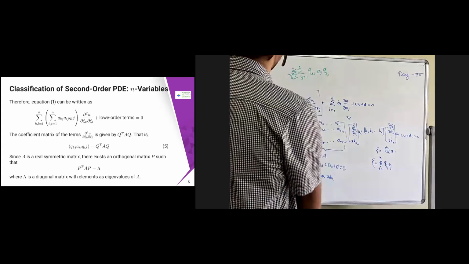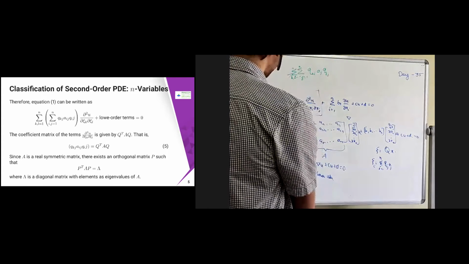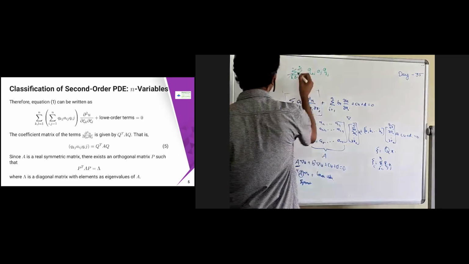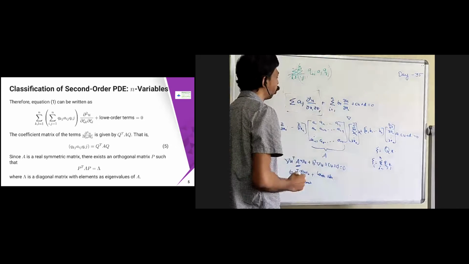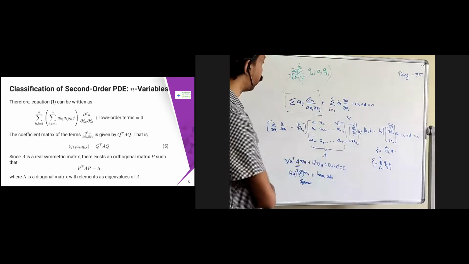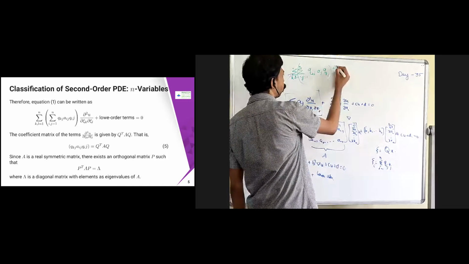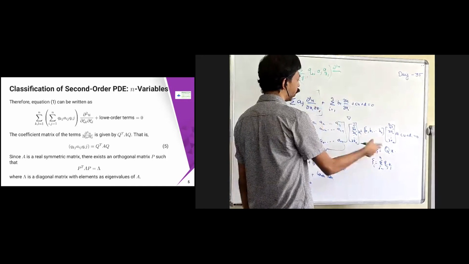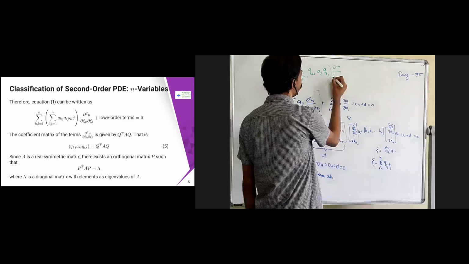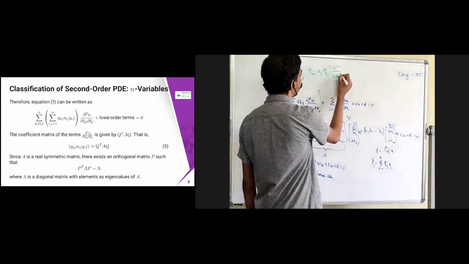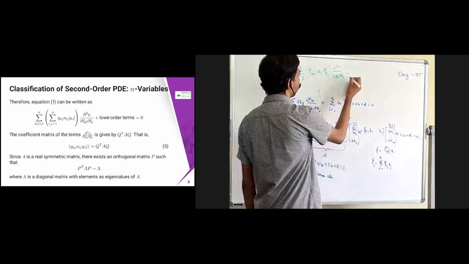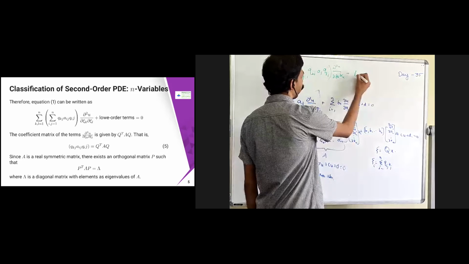Once I apply this, I am going to use that transformation. Therefore, this becomes ∂²u by, in the new coordinate system eta, ∂η_k ∂η_l, plus, after transformation, some lower order terms.